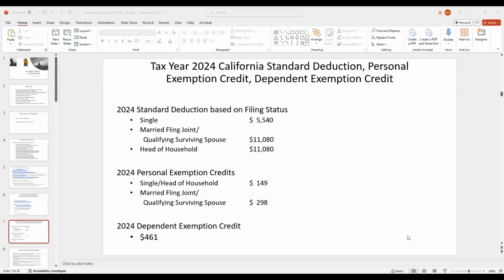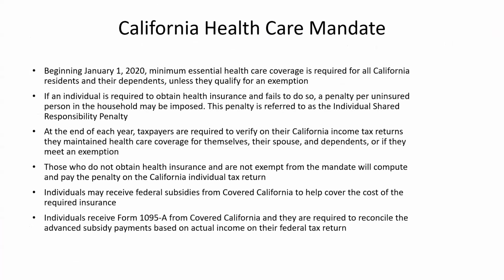Okay, so again, these numbers are the numbers that you will find in that publication that we just left, the Franchise Tax Board publication 5130. Okay, so back to the California healthcare mandate. There's a lot of information when you're talking about the healthcare mandate. This came out about almost 5 years ago now. And what it is, California says that you have to have health insurance.